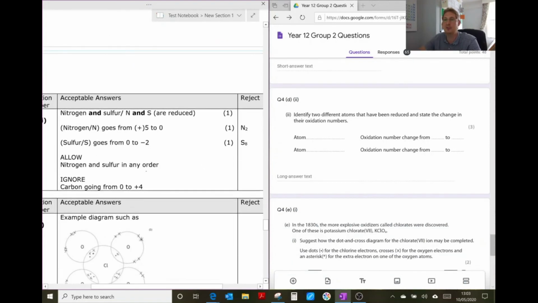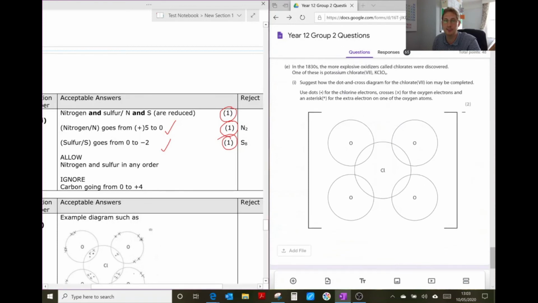Identify the 2 atoms that have been reduced and state the change in their oxidation numbers. Nitrogen's been reduced and sulfur's been reduced for 1 mark. You had to get both of those for the first mark. Nitrogen goes from +5 to 0. Sulfur goes from 0 to -2. That is for the second and third marks. Lots of people getting full marks here.